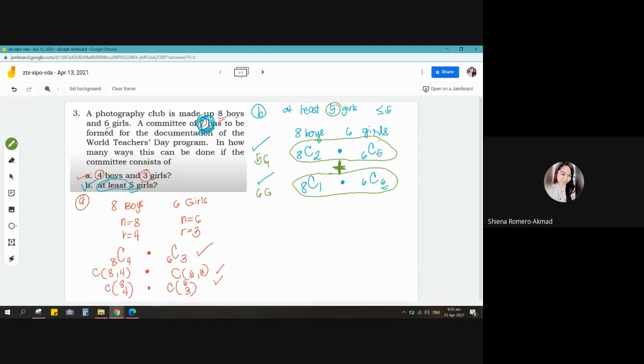Okay? So what will that look like? That would be combination of 8 taken 2 at a time times combination of 6 taken 5 at a time, plus combination of 8 taken 1 times combination of 6 taken 6 at a time. So this will be our answer.